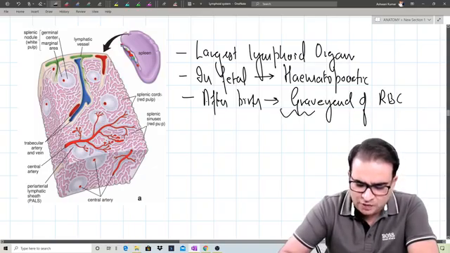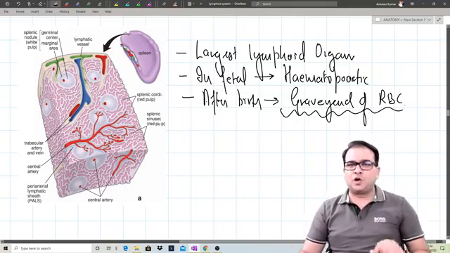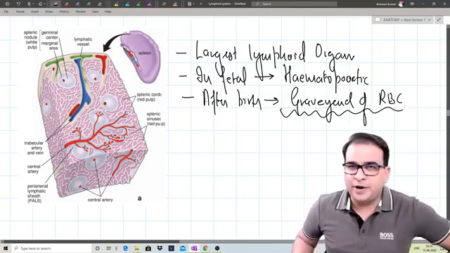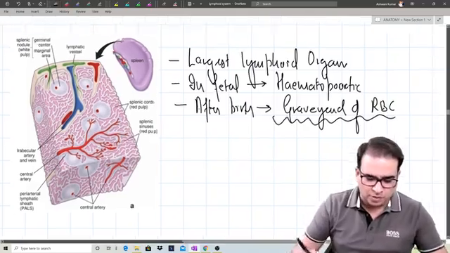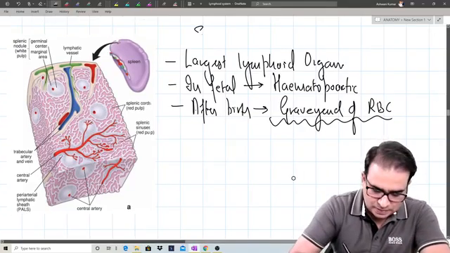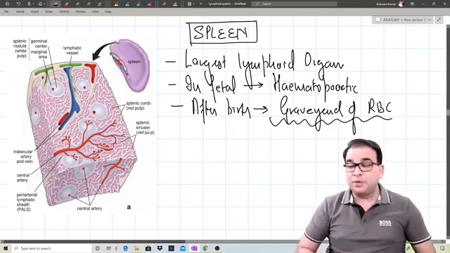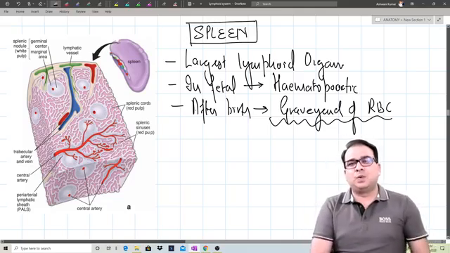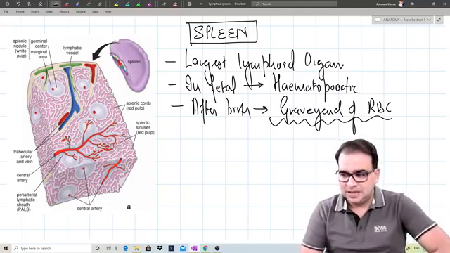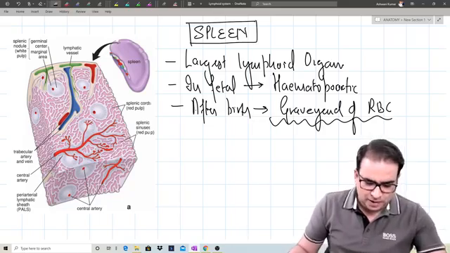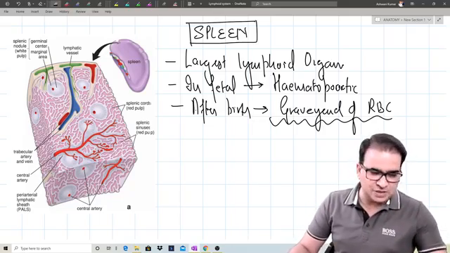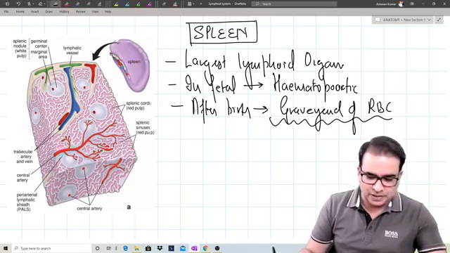And how come it's the graveyard of RBC? What are stave cells? We will all talk about that. So the spleen is the largest lymphoid organ. In fetal life, as we said, it is for the formation of RBCs, and after birth, it becomes the graveyard of those RBCs. Okay, so let us see the differentiating features and the features of the spleen.